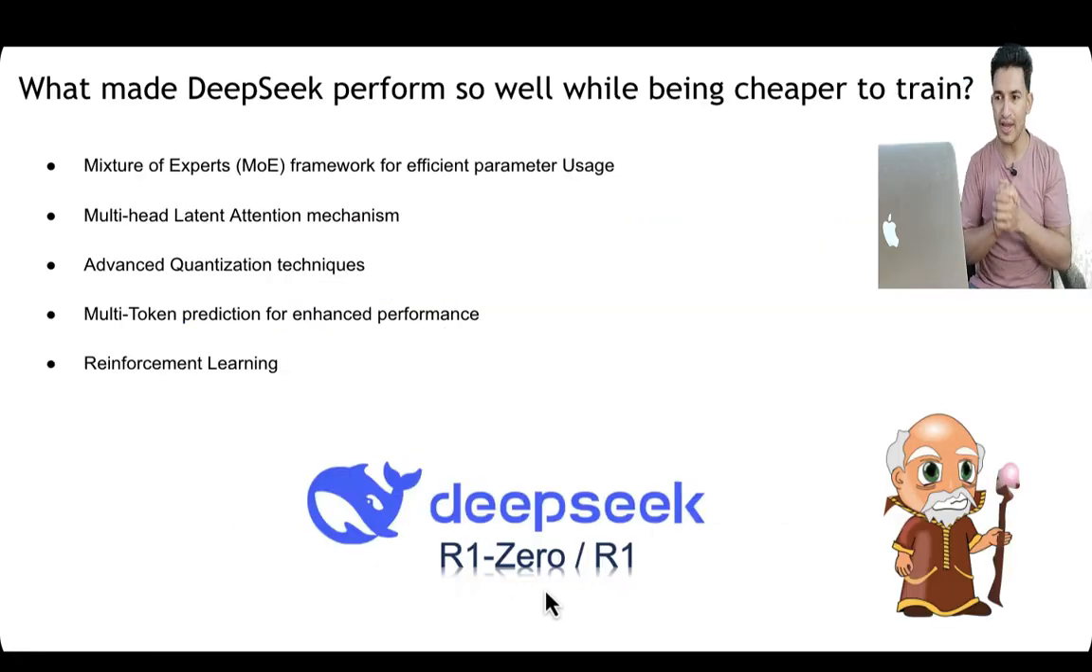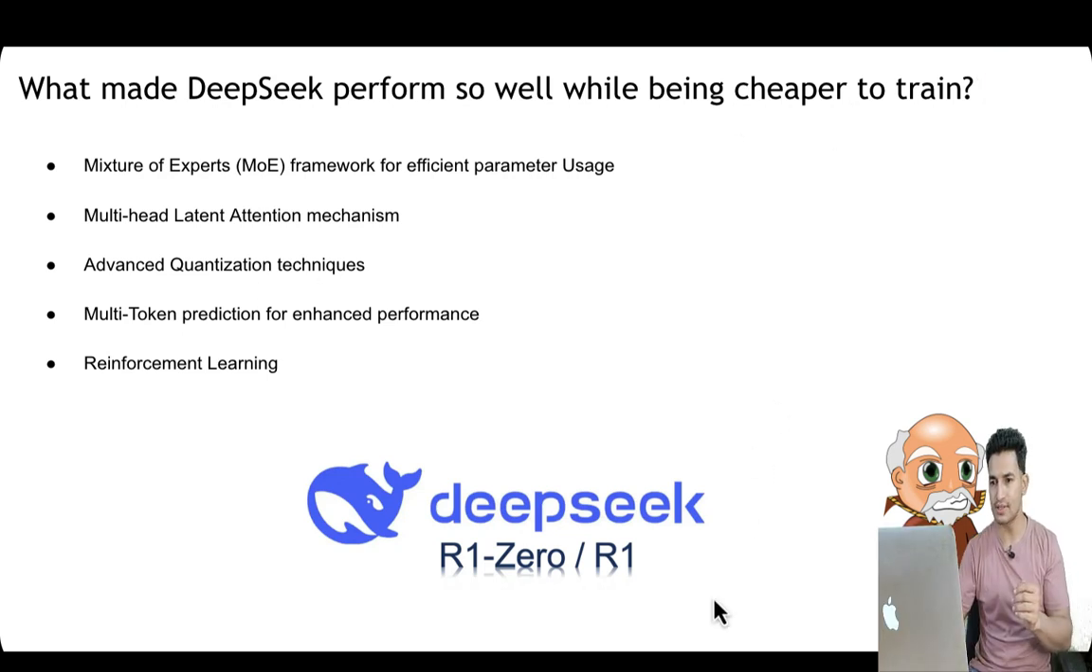Now, next question: why does DeepSeek perform so well while being cheaper to train? Because of multiple techniques they used. First is mixture of experts, then they used multi-head latent attention, they used advanced quantization techniques, they used multi-token prediction for enhanced performance, and they used reinforcement learning. So these are the 5 main techniques that led to very good performance at cheaper cost.